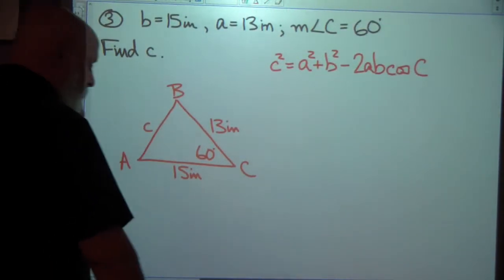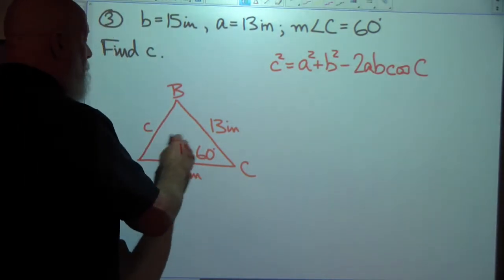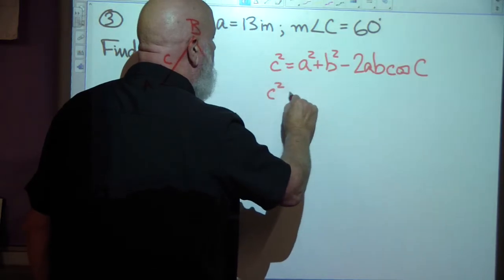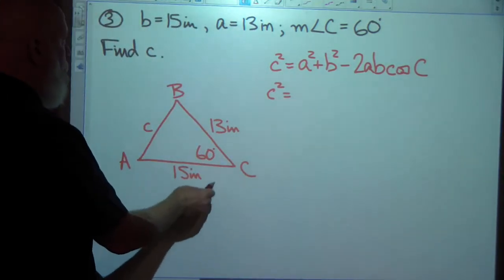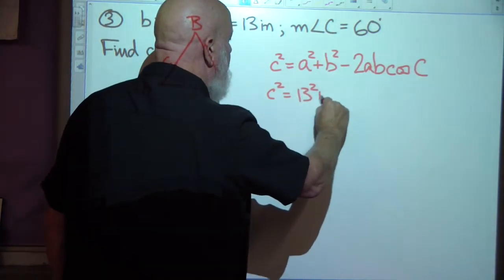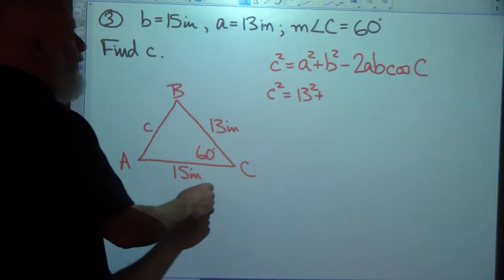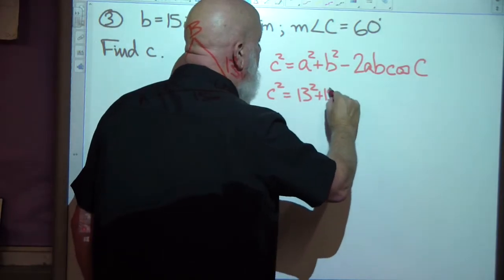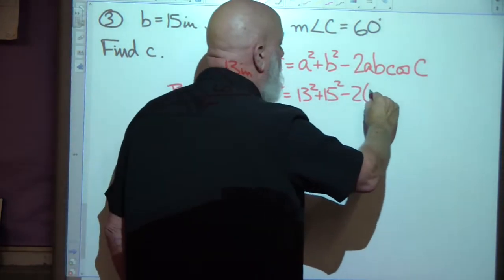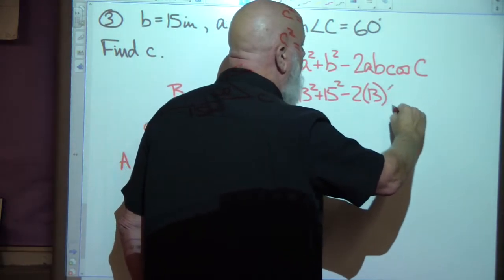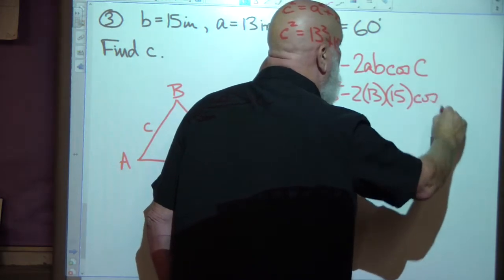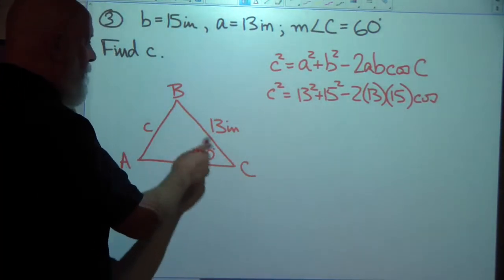So here we go. C squared is unknown. That's what I'm looking for is C. So C squared is equal to A squared, which is 13 squared, 169, plus B squared, that's 15 squared, which is 225, minus 2 times 13 times 15, 2AB, times the cosine of 60 degrees.